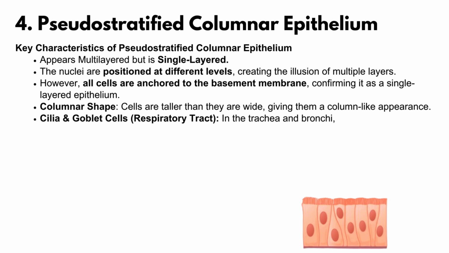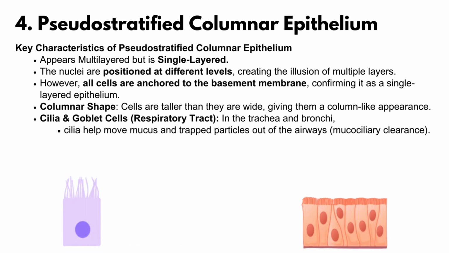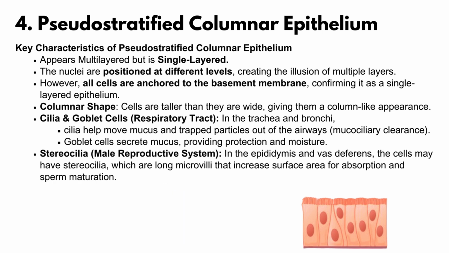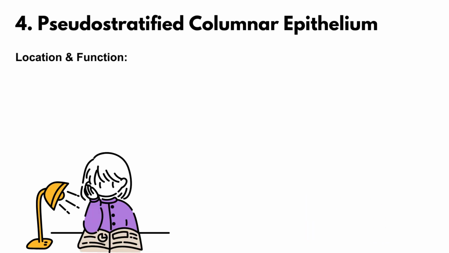In the respiratory tract, it contains cilia and goblet cells. Cilia help move mucus and trapped particles out of the airways by mucociliary clearance. Goblet cells secrete mucus, providing protection and moisture. In the male reproductive system, it has stereocilia, which are long microvilli that increase surface area for sperm maturation and absorption.